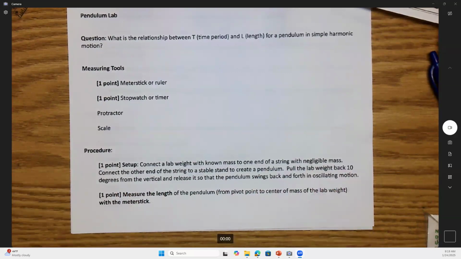Okay? And your description doesn't have to be word for word, but if you got it pretty close, then give yourself a point for the setup.